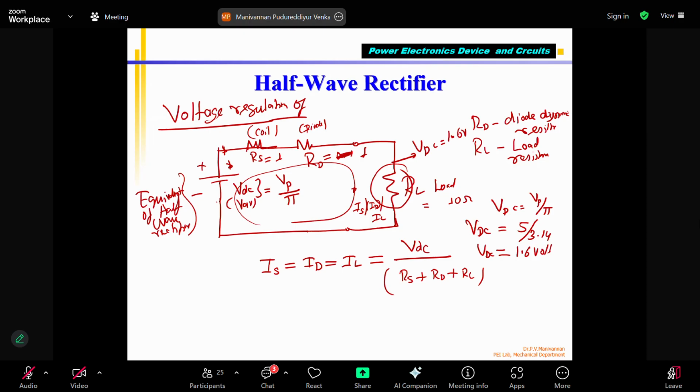Okay. Now, how to calculate IS or IL, the load current? My interest is what current is flowing to my load, correct? That is the same as this one. I can say IL equal to VDC divided by, we can substitute the values, 1.6 volts divided by RS, which I said is 1 ohm, plus RD, the dynamic resistance of the diode, when the diode is conducting. Whether now the diode is conducting or not.